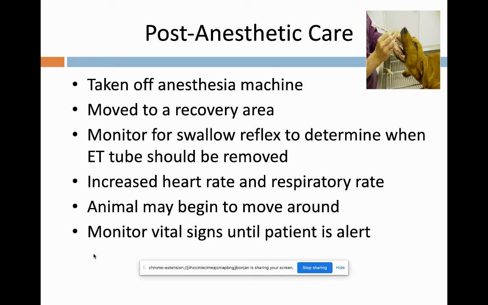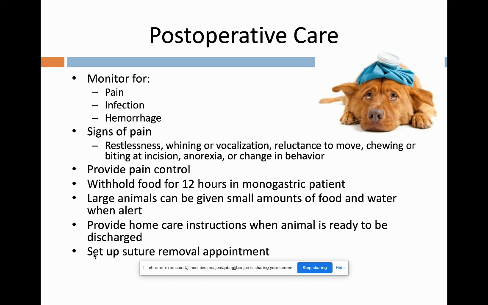Post-anesthetic care: when the animal has finished the procedure, or the veterinarian's finished the procedure, and the animal's coming out of anesthesia, it is taken off the anesthesia machine, maybe moved to a recovery area and monitored to determine when they can be extubated, or the endotracheal tube removed. They typically look at the swallowing reflex to help determine that. Heart rate and respiratory rates are monitored, and the animal in post-anesthetic care, as they're coming out of the effects of the anesthesia, may even move around a little bit. They're going to continue to monitor the vital signs until the patient is bright, alert, and responsive from the anesthesia.